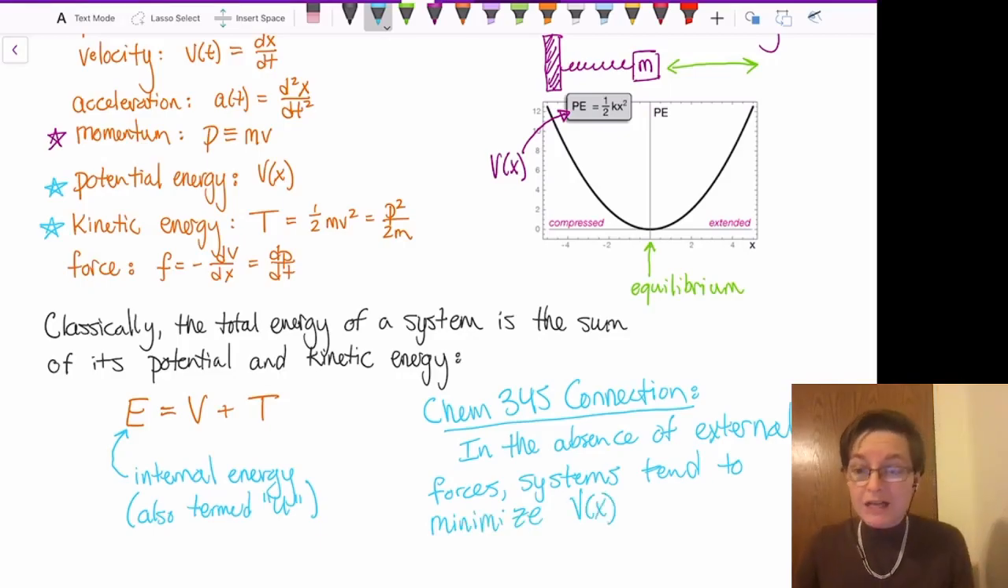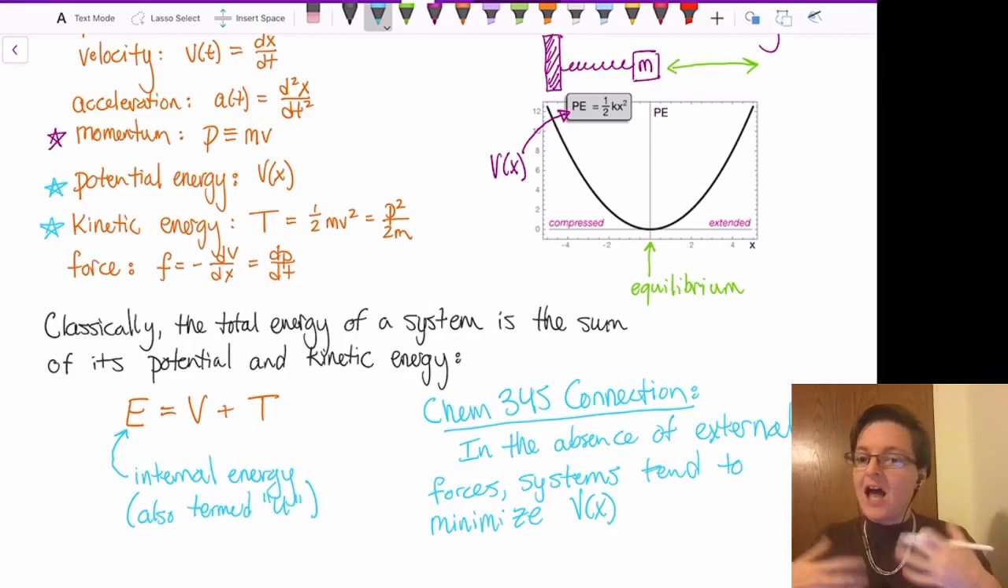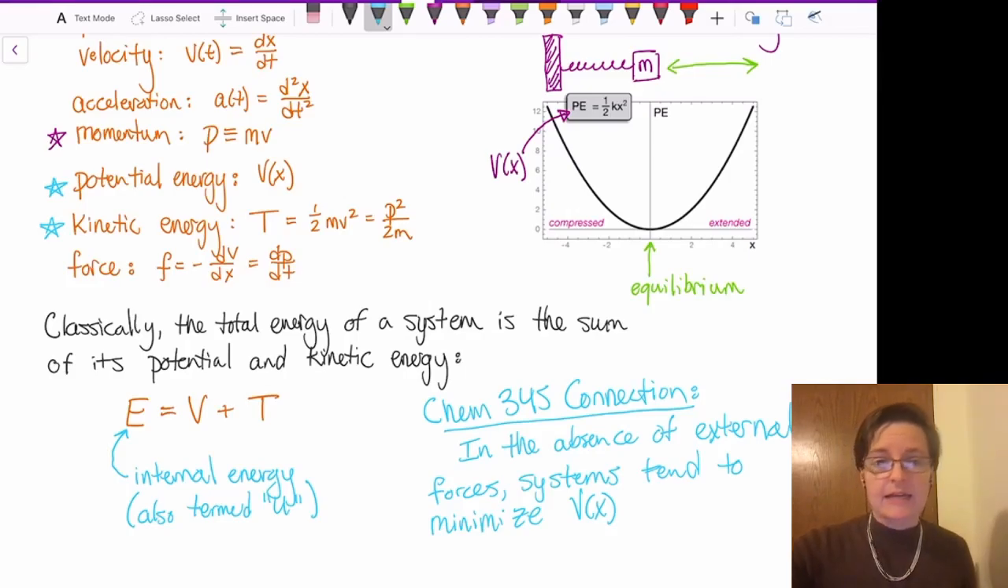And it's possible to get the system to exist at a higher potential. Again, I can actively pull on the spring or push on it, but external effort is required in that case. We need some external energy input. Okay. And so that's really all that I want to say about classical mechanics at this time.